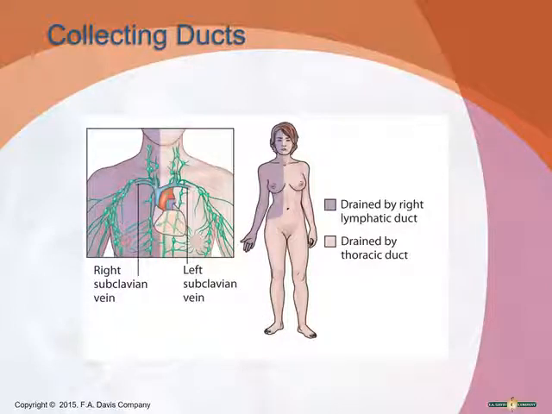The 2 collecting ducts I just talked about: the right lymphatic duct drains the lymph from the upper right quadrant of the body into the right subclavian vein, and the thoracic duct, which originates in the abdomen, drains lymph from the rest of the body into the left subclavian vein. It's not exactly divided equally, obviously, but it seems to work for some reason.